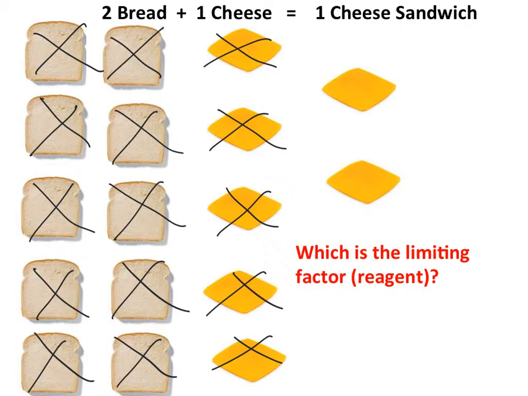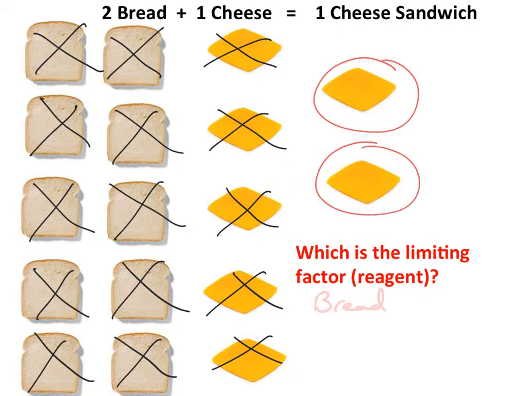Well, if we ran out of bread, but we still have 2 pieces of cheese remaining, that means we're left over with cheese. And so this tells us that bread is the limiting reagent. It is the one that we have the least of. We ran out of it. Whereas the cheese, we still have 2 slices left over. It is the excess reactant, or excess reagent.